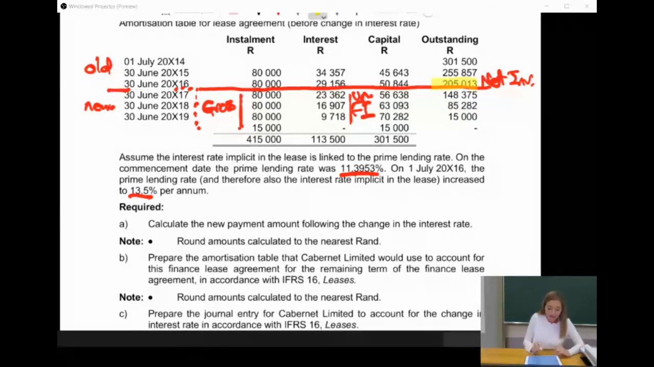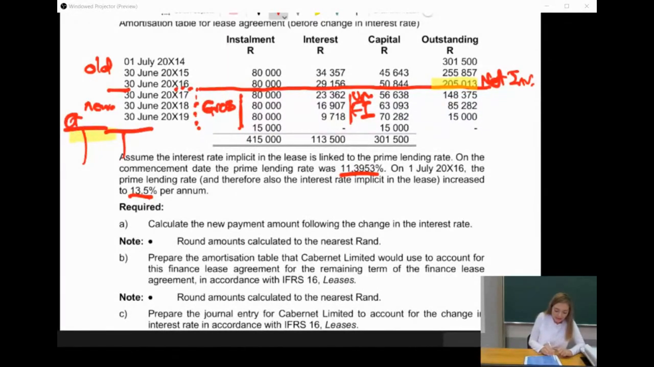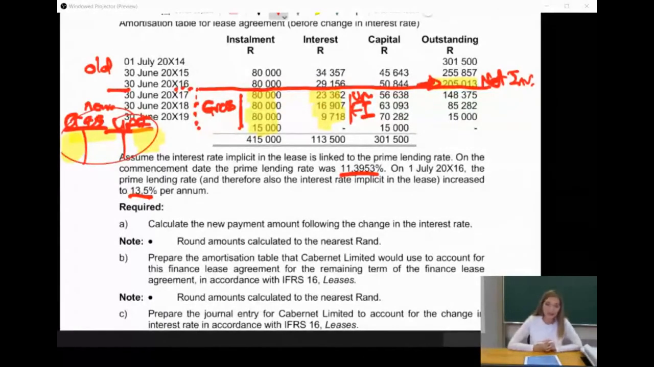Good. So that's what we have at the moment in our T accounts. In our gross investment in the lease, we will have these amounts sitting there. And for our unearned finance income, we have these amounts sitting on the credit side. Together, these two give us this balance of 205,013, which is the outstanding balance on the date that the interest rate changes.